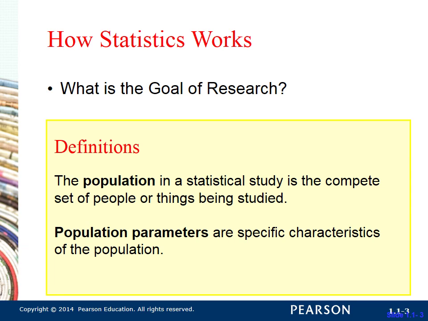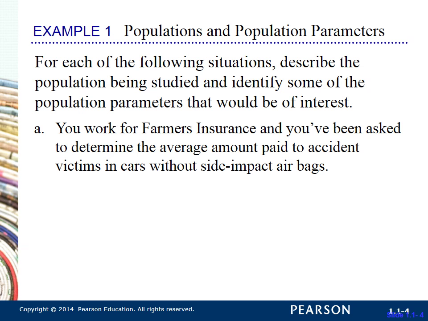A population parameter, therefore, are the specific characteristics of that population. So if you were looking for the mean of the potatoes, then the population parameter would be the mean, and the population itself is the potatoes. So notice P goes with P, population goes with parameter, because we're going to talk about something else in a minute that will help you to remember. Population goes with parameters.